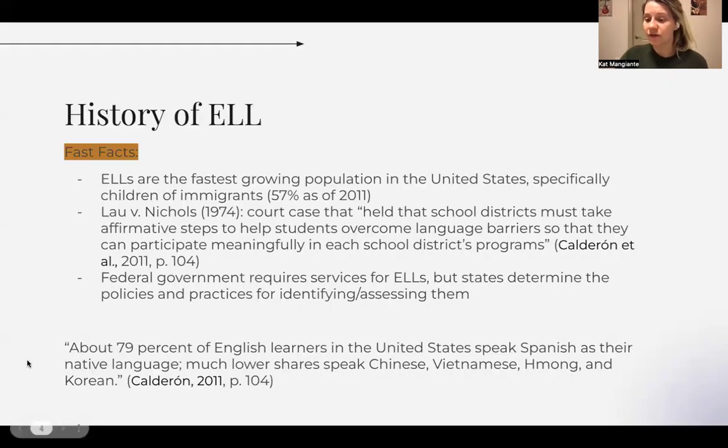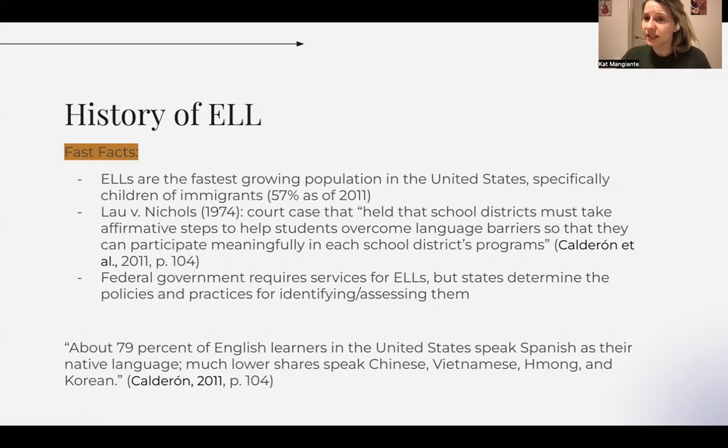So, next, we're going to cover a bit of the history of ELLs in the US education system. So, some fast facts. ELLs are the fastest growing population in the United States, specifically children of immigrants. That number is 57% as of 2011. In a court case, Lau versus Nichols in 1974, this held that school districts must take affirmative steps to help students overcome language barriers so that they can participate meaningfully in each school district's programs. This is from research from Calderon et al.